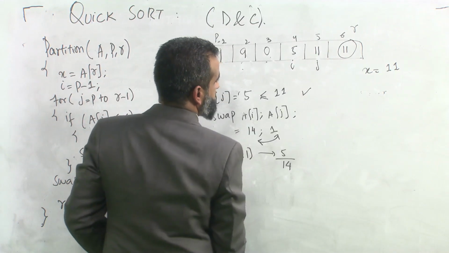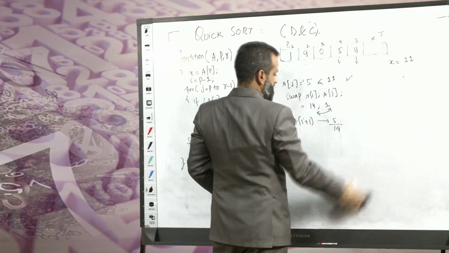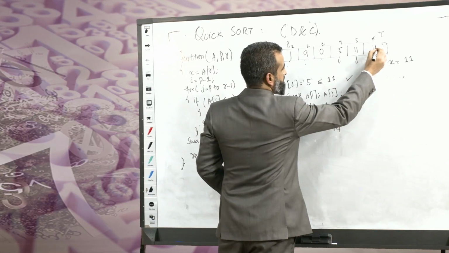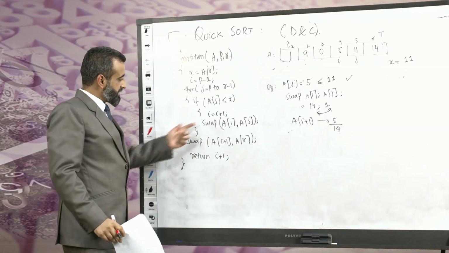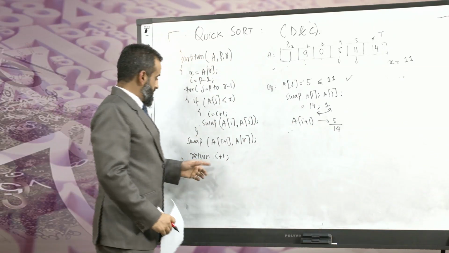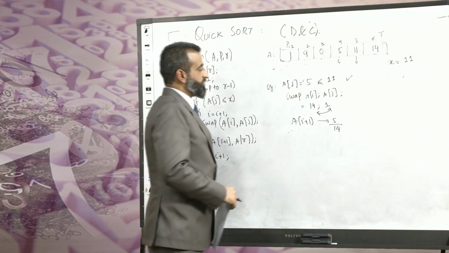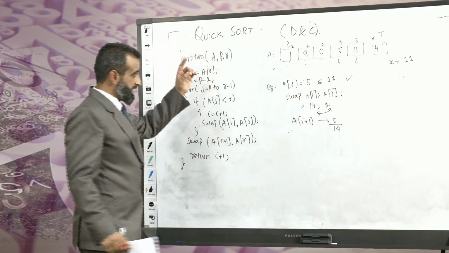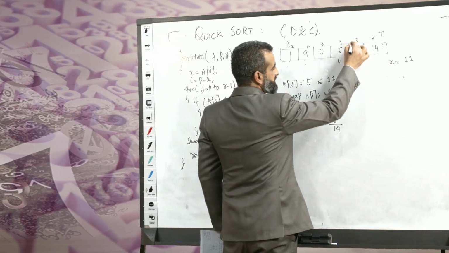This is my pivot element, and this is my A of I plus 1. Once we make this particular swap, we can return the index back to the calling function of quicksort. Now what we need to understand is that after the completion of one go of this particular partition, this 11 stands sorted.